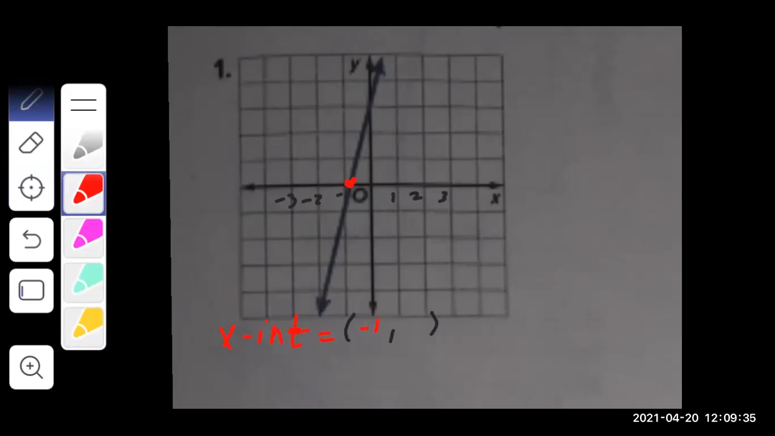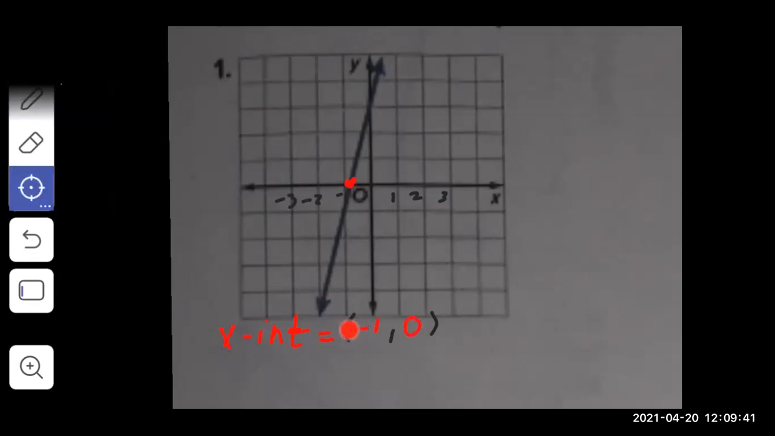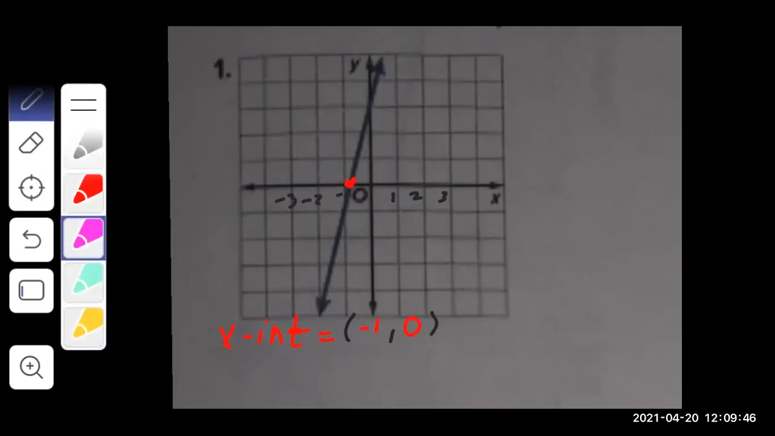It hasn't moved itself. Its y is equal to 0. Excellent. When x-intercept, y is 0. Okay, now let's find the y-intercept. We want to find a y-intercept. Let's look for the y-intercept.